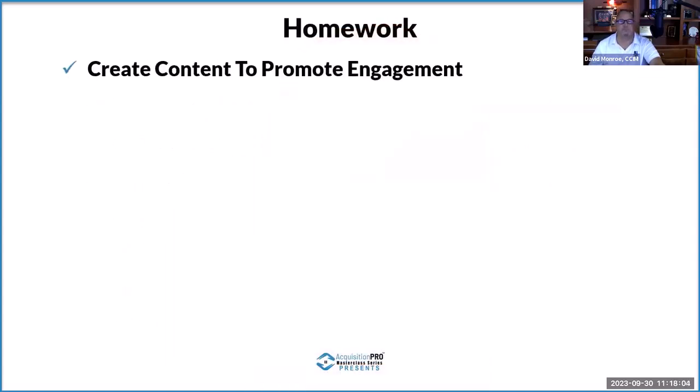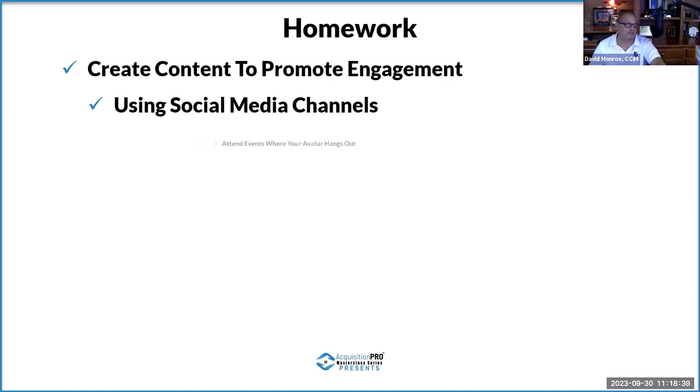Create content to promote engagement. Okay. You can just run conversion ads if you want to. You do not have to do the engagement for cold or the retargeting for warm or the awareness. You don't have to do that, but you will do so much better. You'll get much more targeted people, and you'll have fewer conversations that will give you more opportunity if you use the 2-1-2 strategy. So use social media channels to create that engagement.